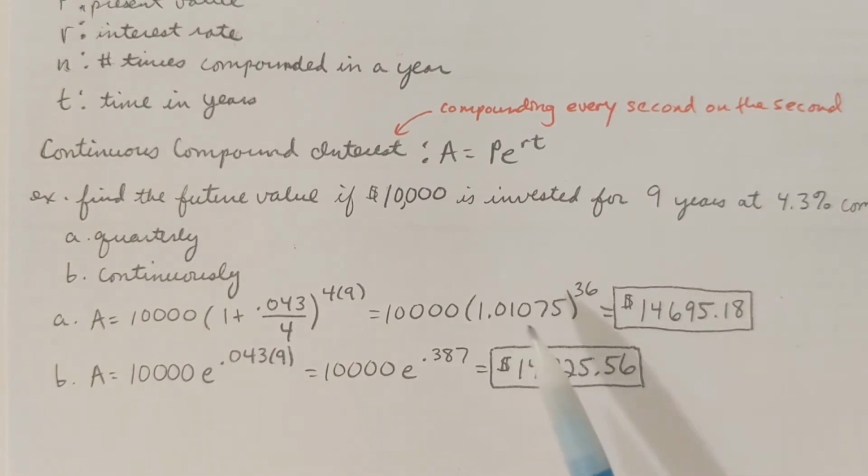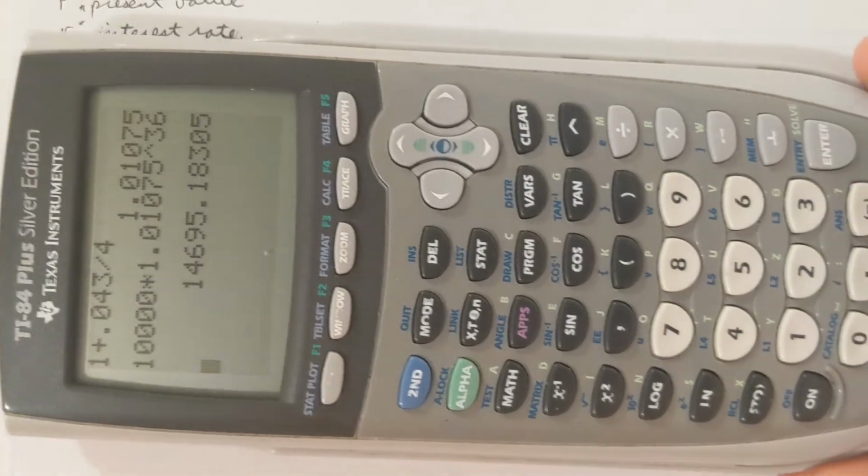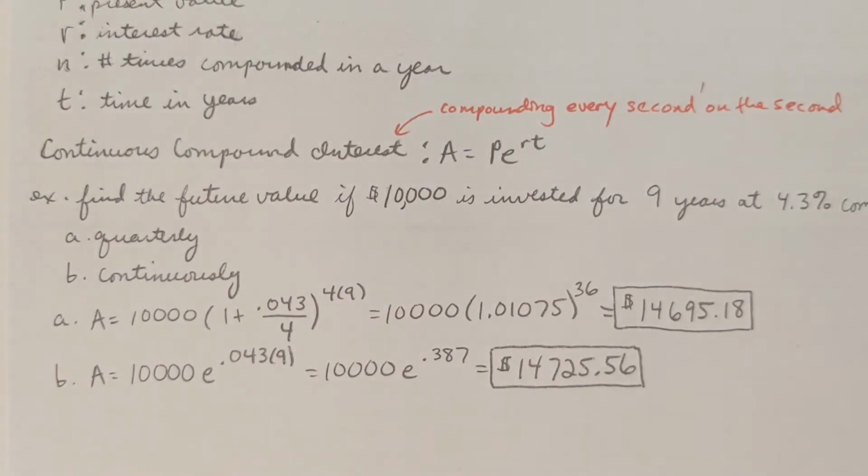Okay, by the way, you wouldn't want to round this number. I didn't round that number unless I have to. If I round too much, that could be pennies off, or in some cases, that could be a couple of dollars off. I want to write down to the penny. So $14,695.18 is what we get.